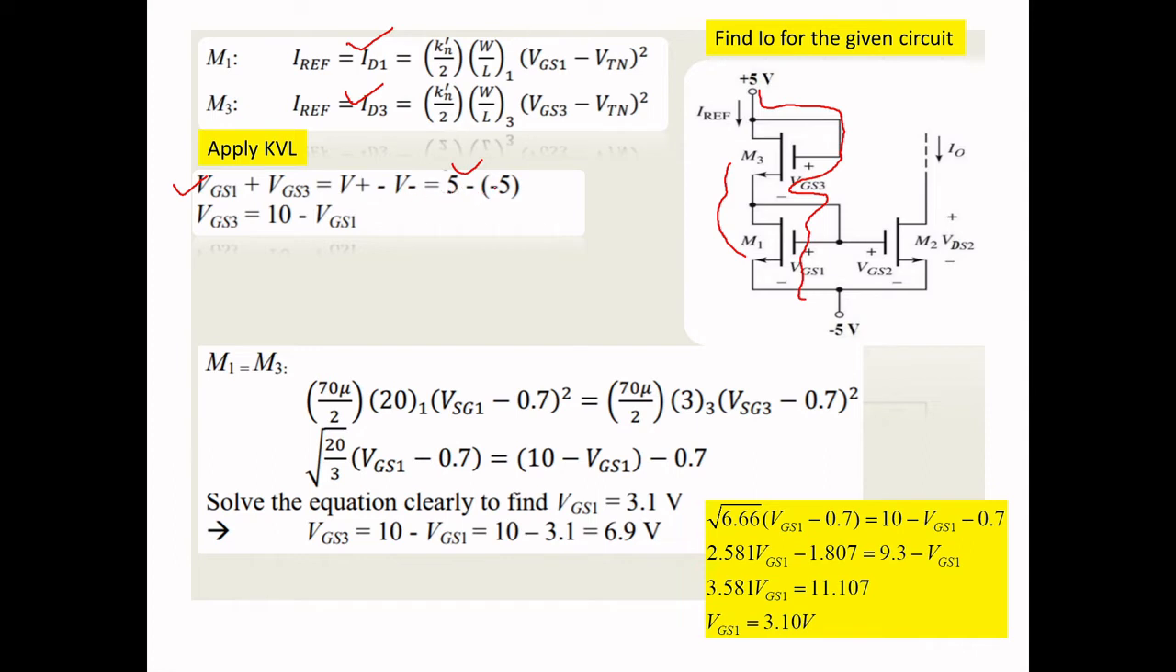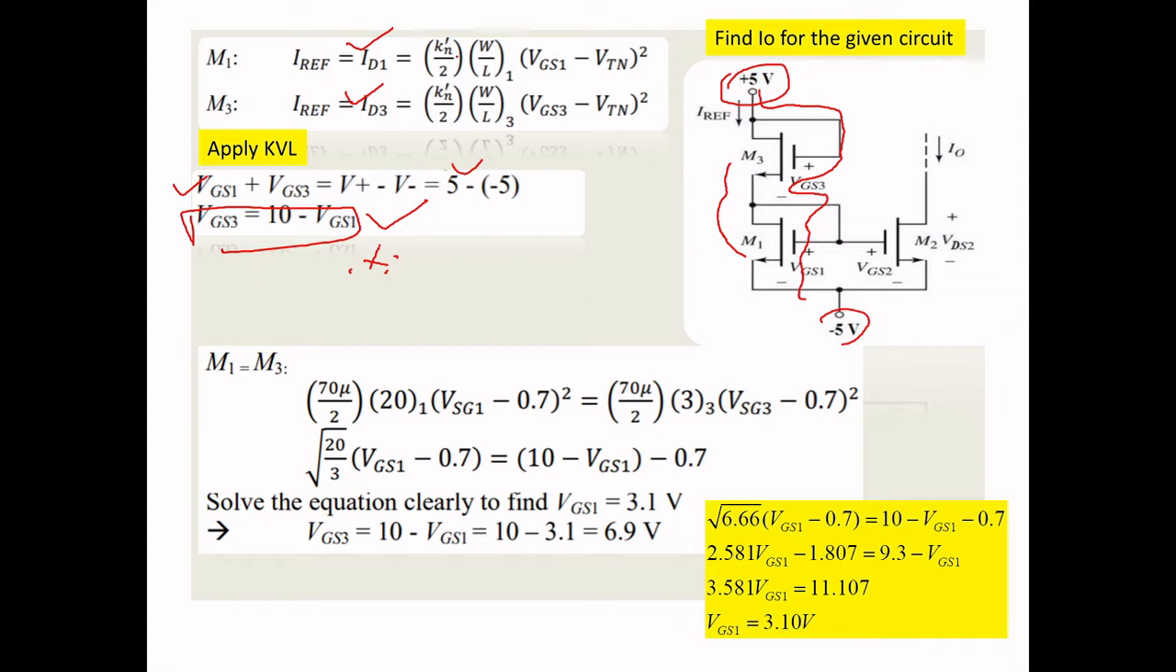So 5 minus of minus 5. So you will be getting VGS3 equal to 10 minus VGS1. So this is very important. You can note it. Now we know that the current in M1 equals that in M3, right? Because it is connected in series, whatever current comes here, the same will be in M1 also.